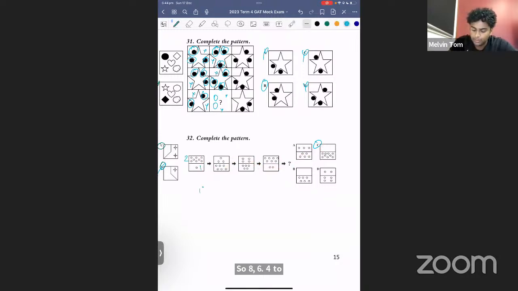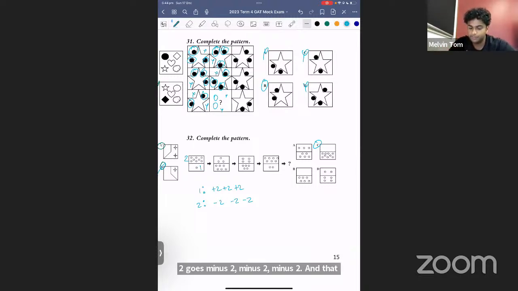So I'll do this 1 and 2. 1 goes plus 2, plus 2, plus 2. 2 goes minus 2, minus 2, minus 2. And they go zigzag, zigzag, zigzag. Fairly straightforward.